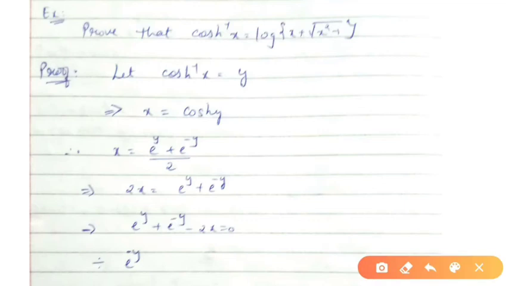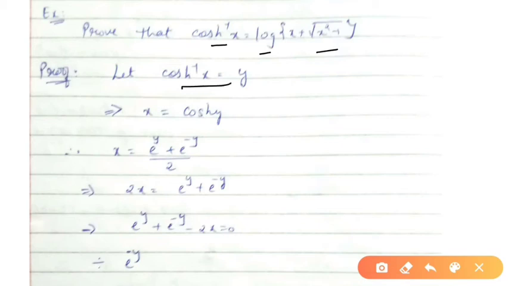Our next example is prove that cosh inverse x is equal to log of x plus square root of x square minus 1. See, the same type of example we have done in sinh inverse x. In the same way, we will continue this example. First, we will assume cosh inverse x equal to y. We are assuming this cosh inverse x equal to y.